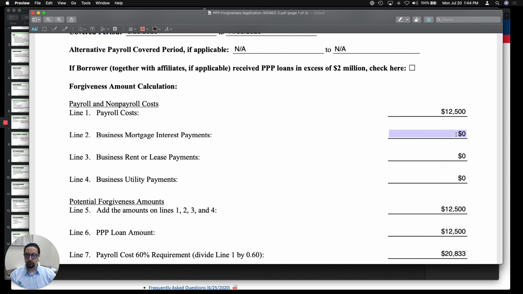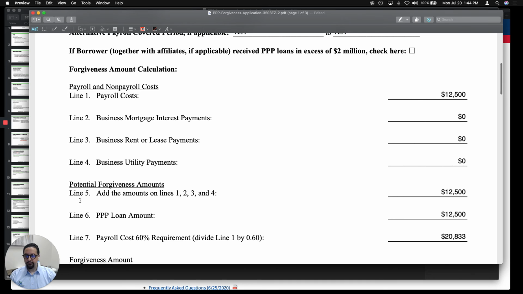Now, lines 2, 3, and 4, as self-employed, will not apply to you, because the expenses that are going to be taken for forgiveness will be owner compensation in full. So your business mortgage, business rent, and business utility will not apply in your case. So in these 3 lines, you just put 0.